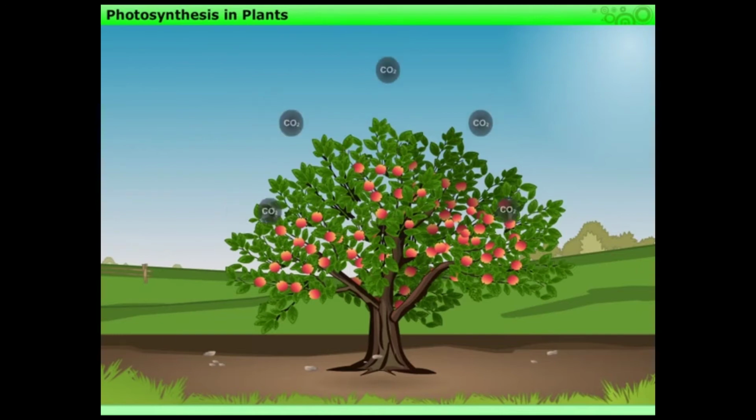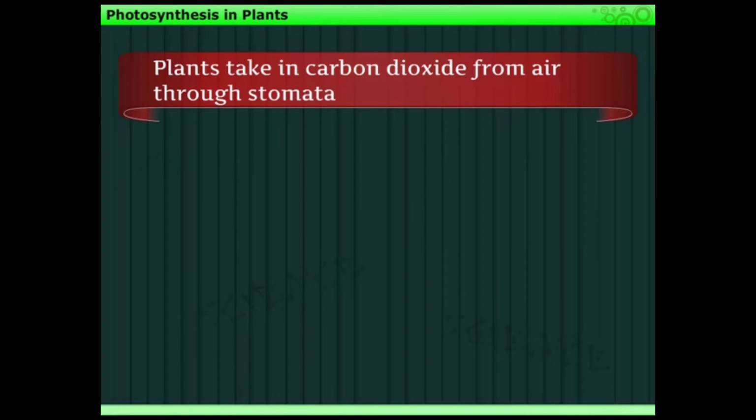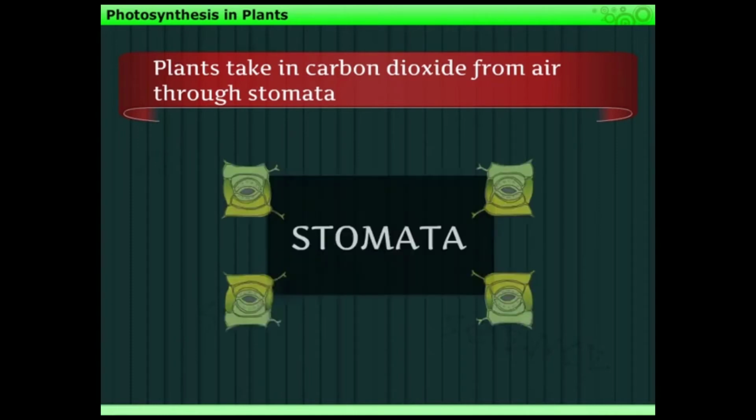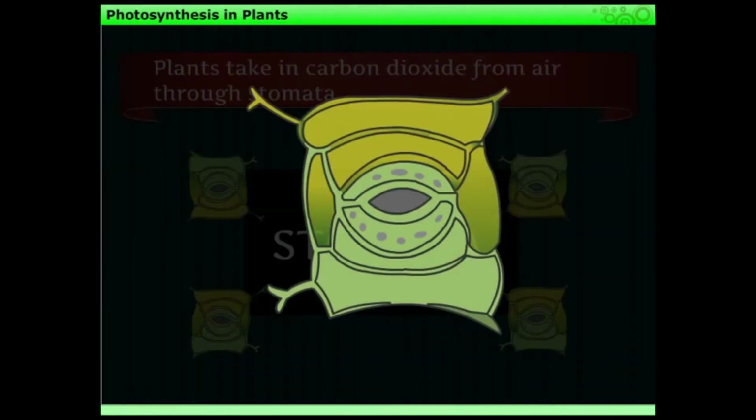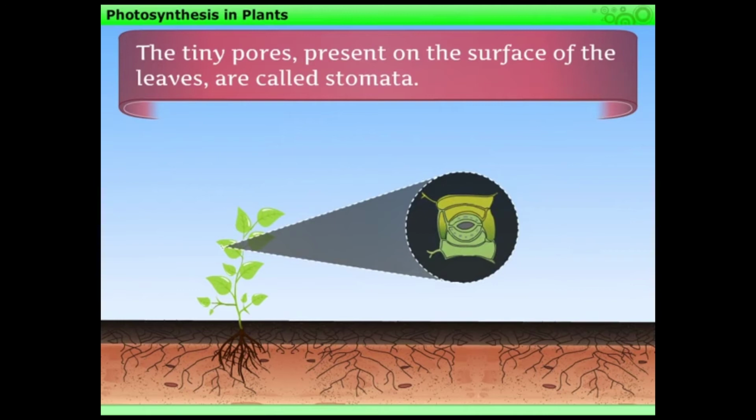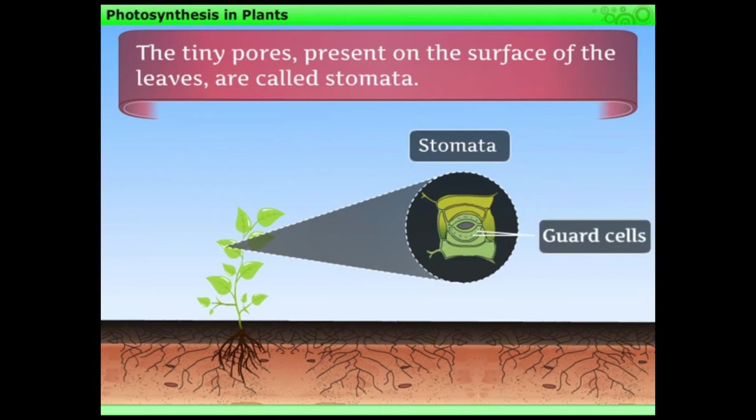Do you know how plants take in carbon dioxide from air? Plants take in carbon dioxide from air through stomata. What are stomata? The tiny pores present on the surface of the leaves are called stomata. These are surrounded by guard cells.